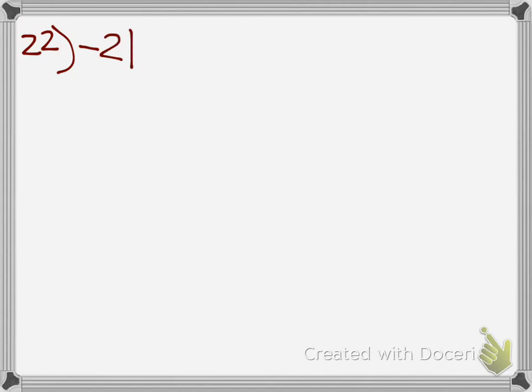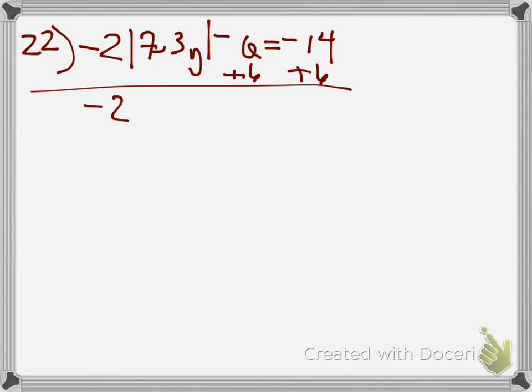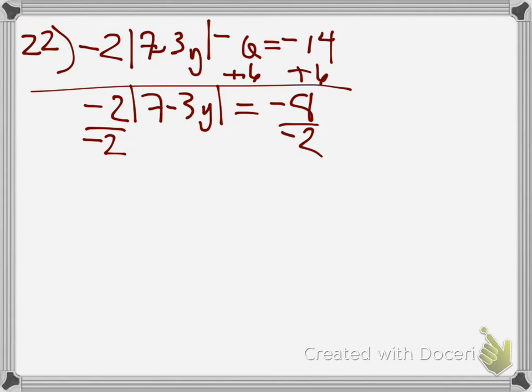Negative 2 times the absolute value of 7 minus 3y, minus 6 is equal to negative 14. Add 6. You get negative 2 times the absolute value of 7 minus 3y. Notice here, I'm not assuming that this is going to be no solution. I need to get this isolated first. Once I divide by negative 2, you notice here I've got the absolute value of 7 minus 3y, horrible handwriting, equal to positive 4. So it does work.